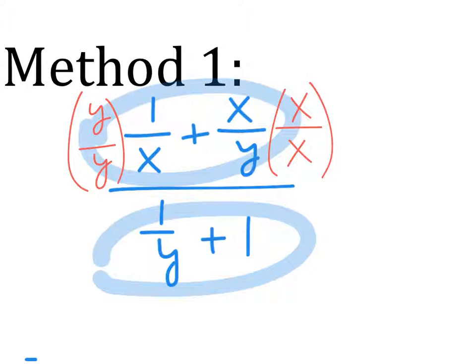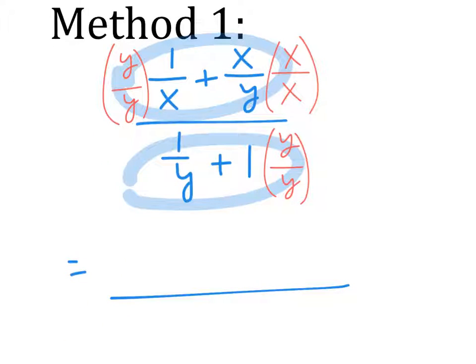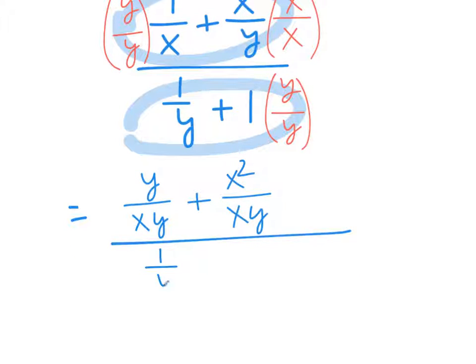What's the common denominator between 1 over y and 1? Y. So just this guy needs a y. All right, this is what I mean. Please do not do sidebars. We're going to write y over xy plus x squared over xy over 1 over y plus y over y.